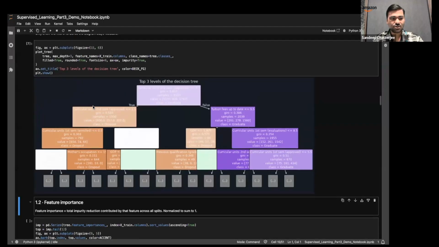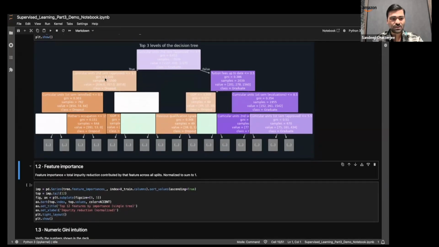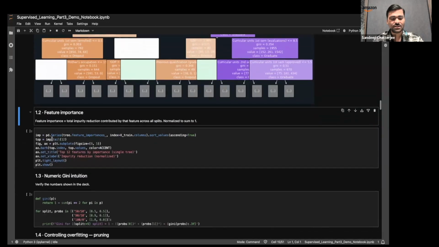Let's plot the top three levels. Here we have plotted just the three levels. Notice the root splits. You can see academic performance is the strongest, and features like GDP or nationality contribute almost nothing. You can also see the Gini impurity. This is the interpretability advantage.